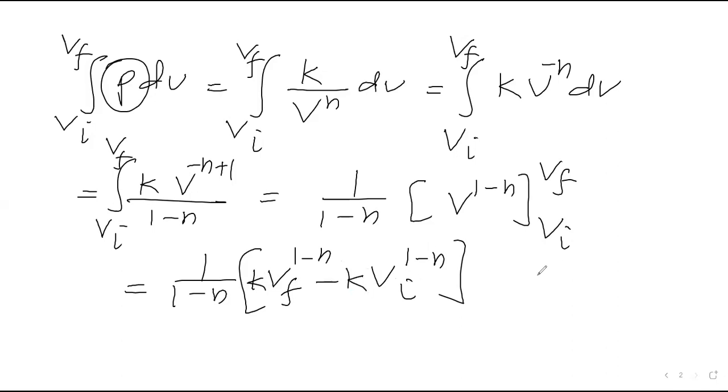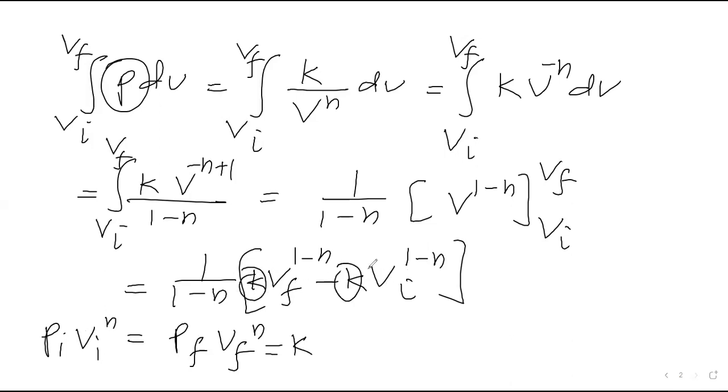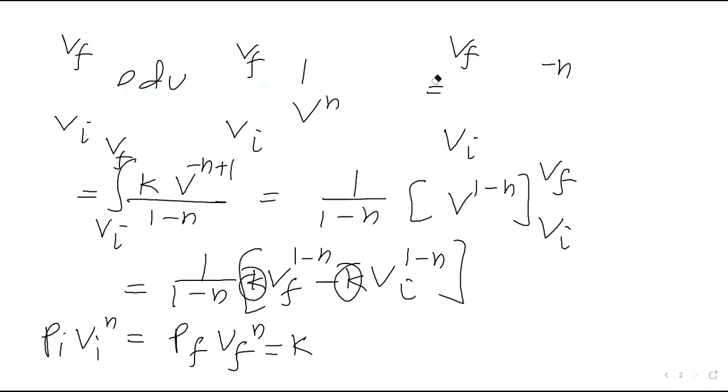Now, according to the basic assumption, I'll write P1 V1 raised to N is equal to PF VF raised to N. P1 means I'll say it's initial, PF is its final. I'll call that a constant. These constants, I'll replace them according to convenience, whatever I feel like. So let's go for it. I'll just continue over here only.